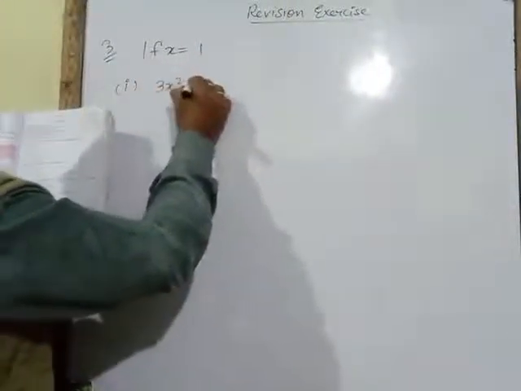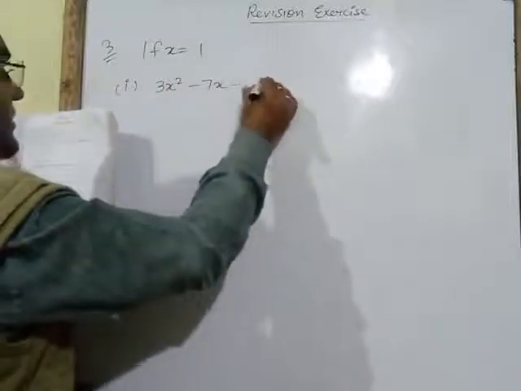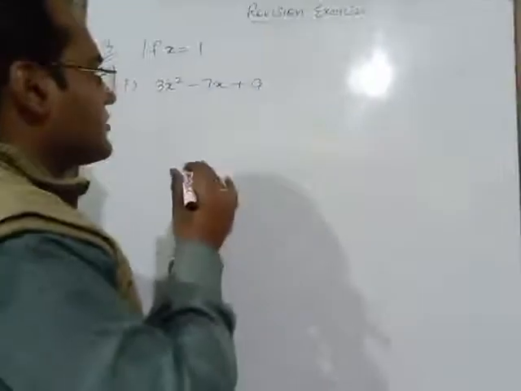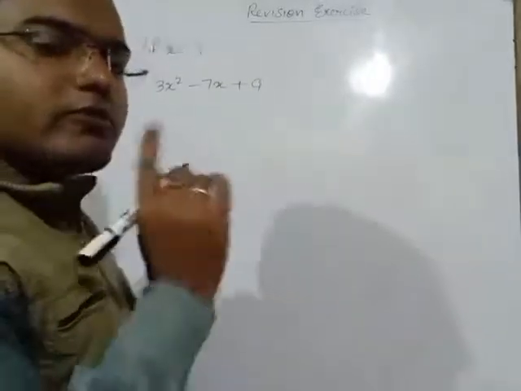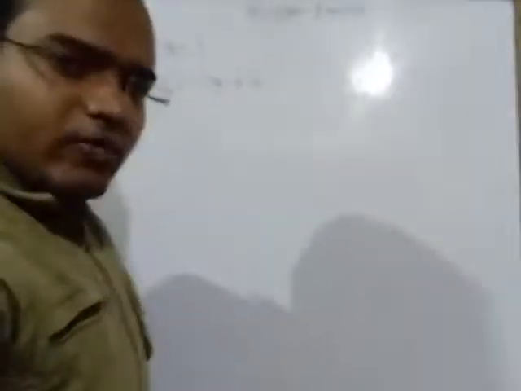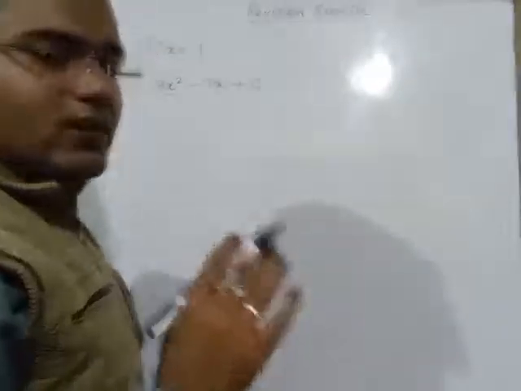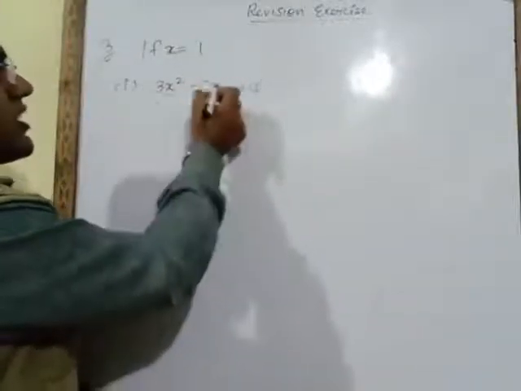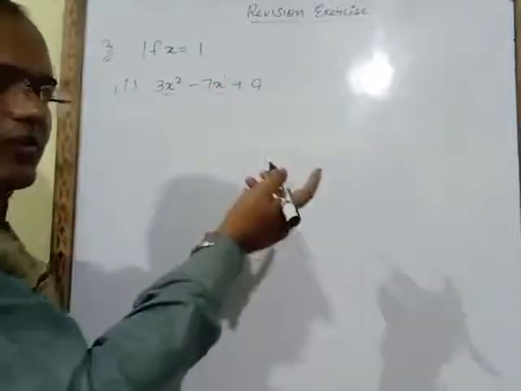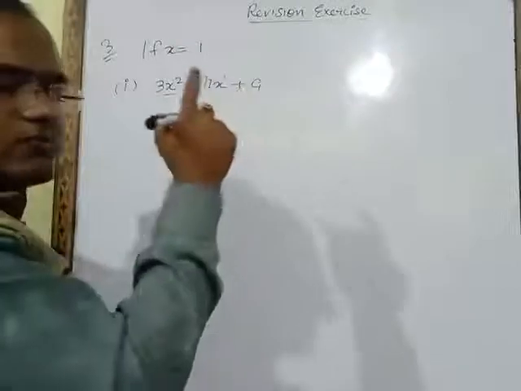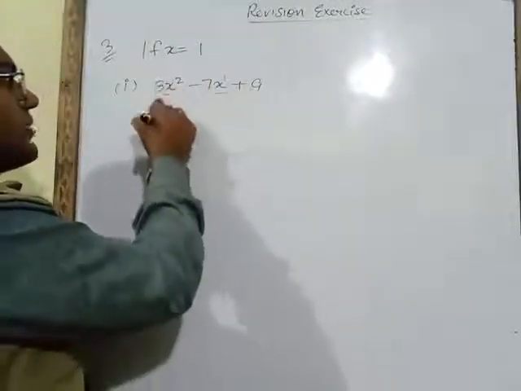3x square minus 7x plus 9. This is the question. First of all, you have to check whether this is a polynomial or not. All the alphabets are coming in the numerator. Since all the alphabets are coming in the numerator and all are having plus power, x power is plus 2, x power is plus 1 only. So such equations are known as polynomials. So it is a polynomial.